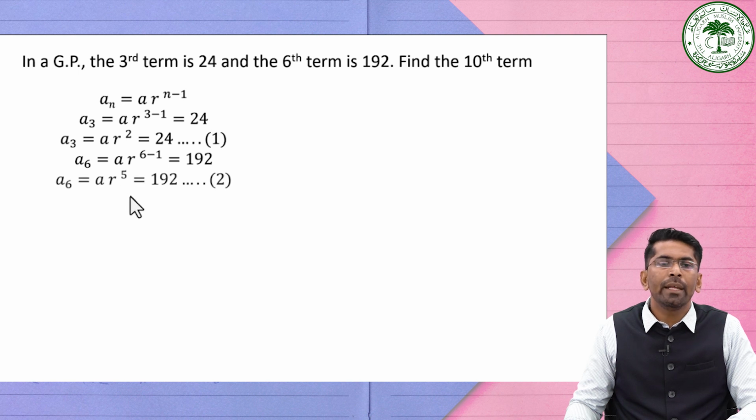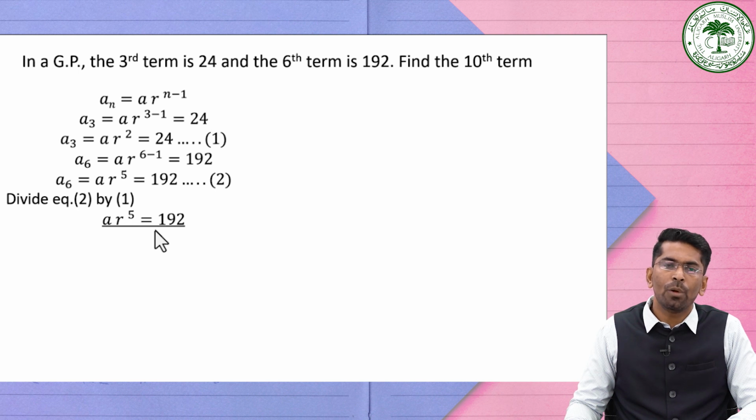We can simplify it: ar raised to the power 6 minus 1, which is ar^5, which is equal to 192. I am denoting this as equation number 2. Now dividing equation number 2 by equation number 1: equation 2 is ar^5 equal to 192, and equation 1 is ar^2 equal to 24.